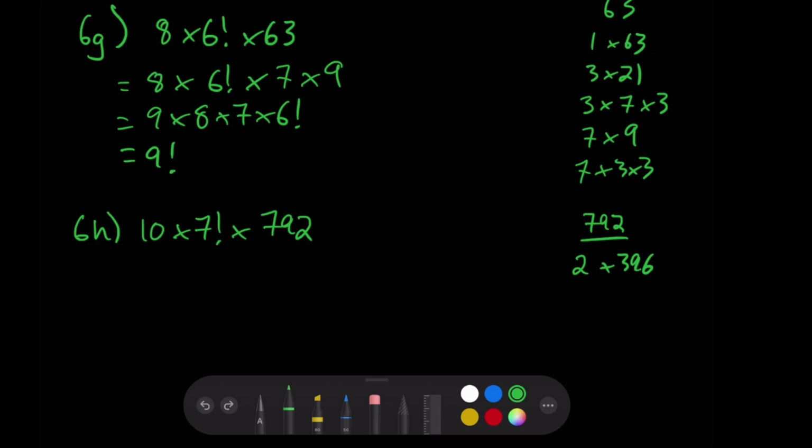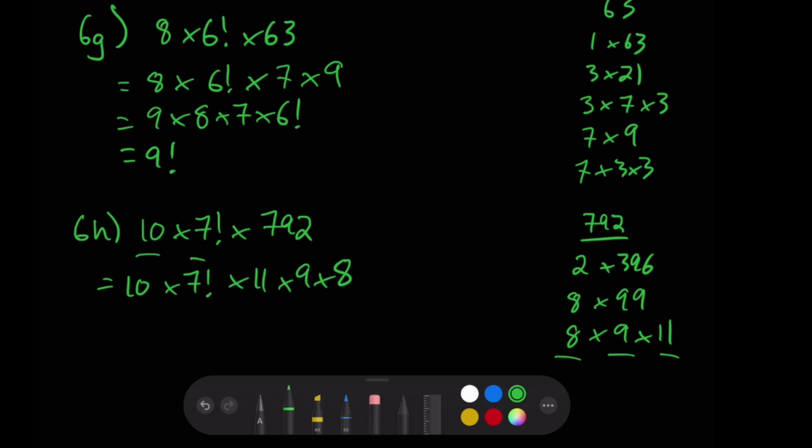So we can do 792 divided by 8. That looks promising. 8 times 99, which is 8 times 9 times 11. And these values all look like a pretty good fit for around here. So let's try rewriting it. 10 times 7 factorial times 11 times 9 times 8. Order doesn't matter, so let's rewrite: 11 times 9 times 8.